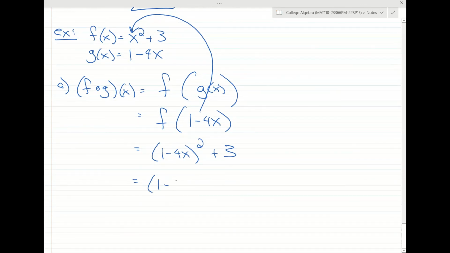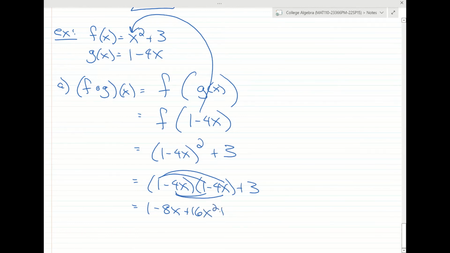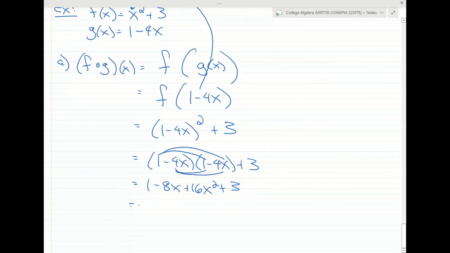This is the same as just (1 minus 4x) times (1 minus 4x) plus 3. Distribute. 1 times 1 is 1. Minus 4x minus 4x is minus 8x, plus 16x squared. Plus 3 just gives us the answer: 16x squared minus 8x plus 4.